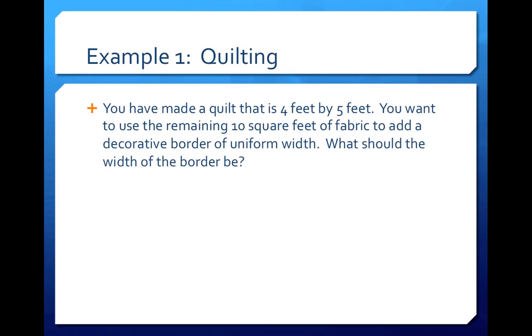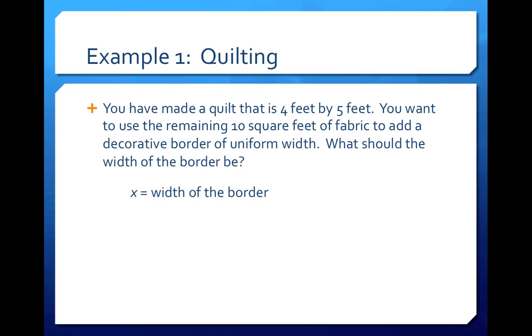So let's take a look at our first example. It says you have made a quilt that is 4 feet by 5 feet. You want to use the remaining 10 square feet of fabric to add a decorative border of uniform width. What should the width of the border be? Alright, so first of all, we know that what we're trying to find is the width of the border. So we're going to make that our variable.